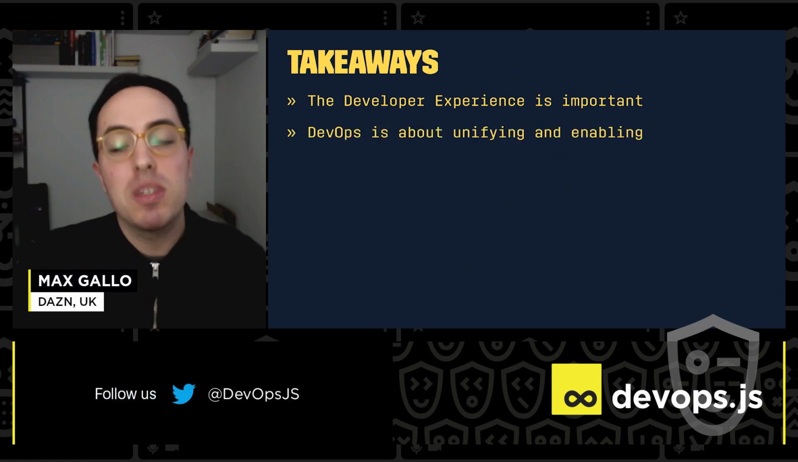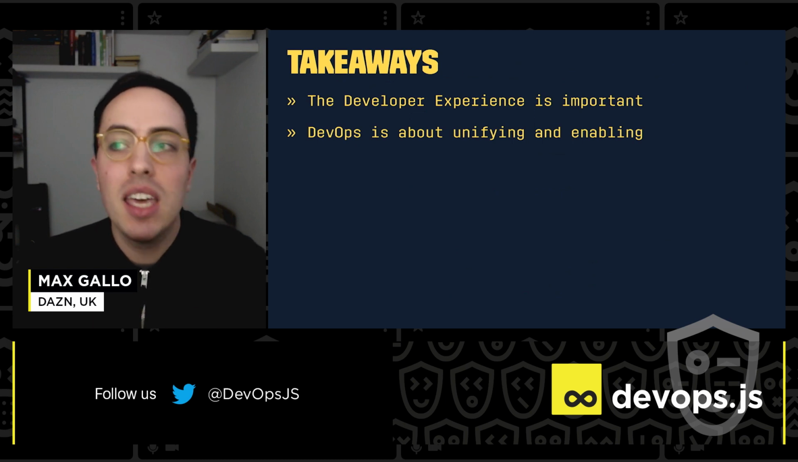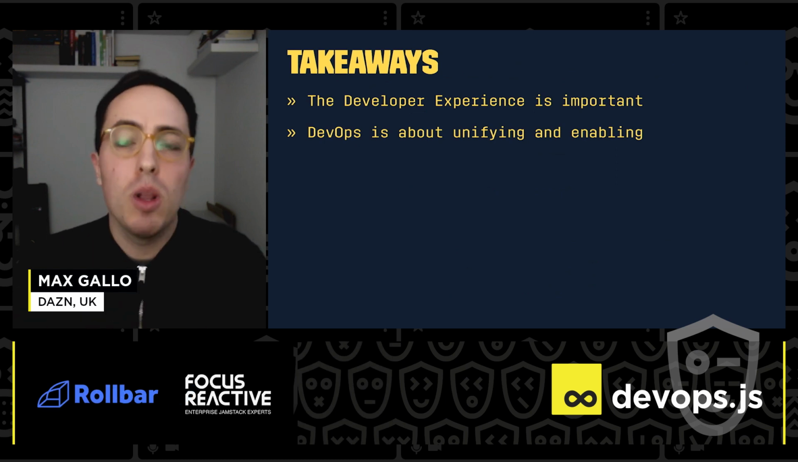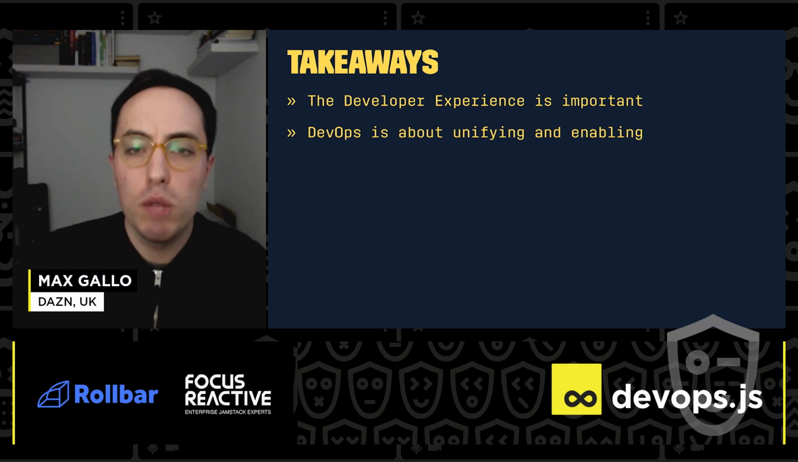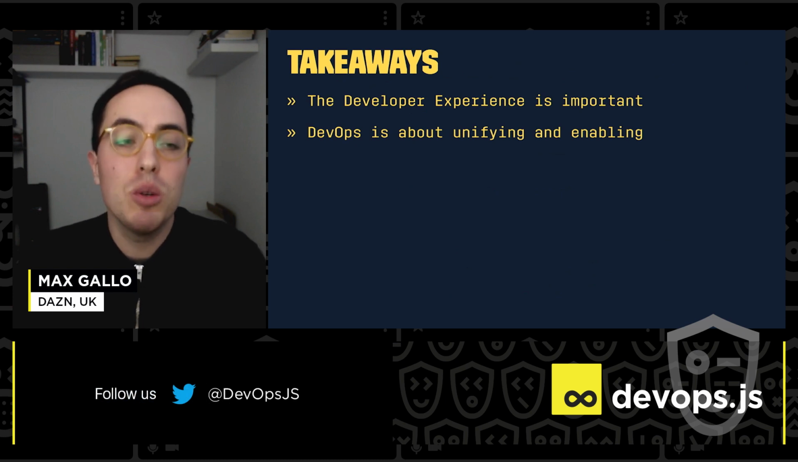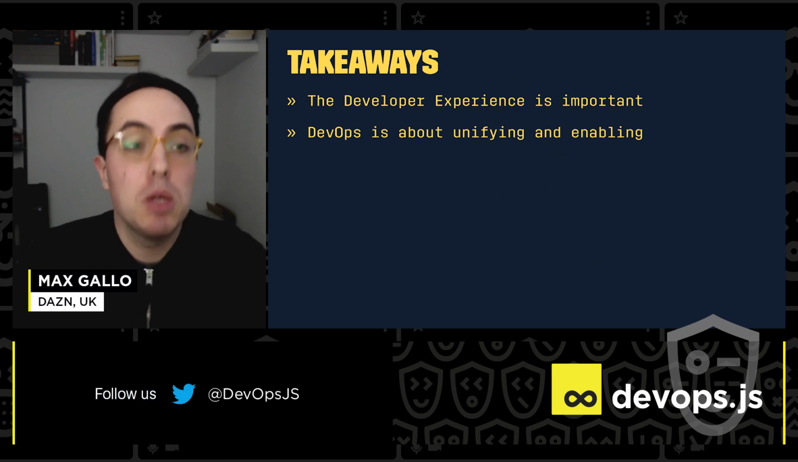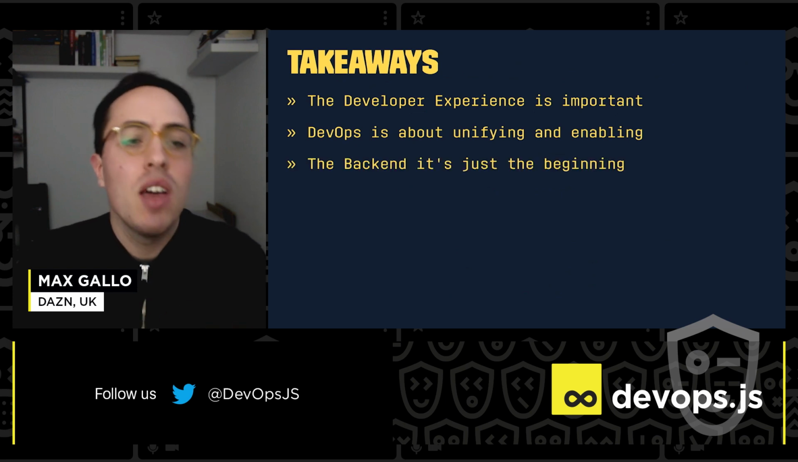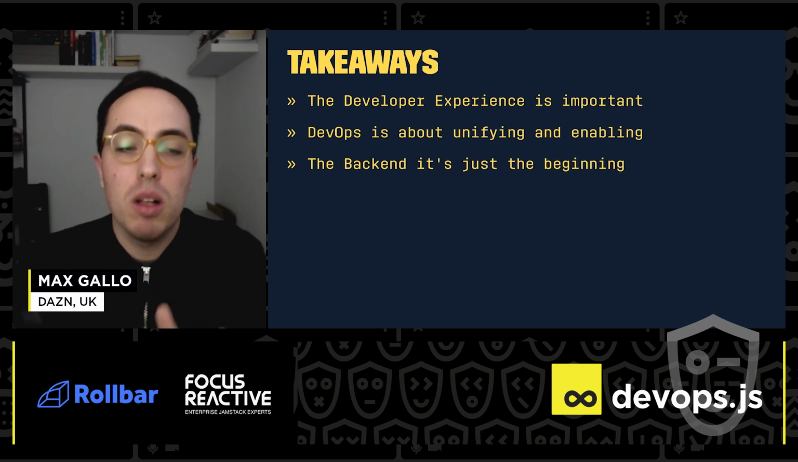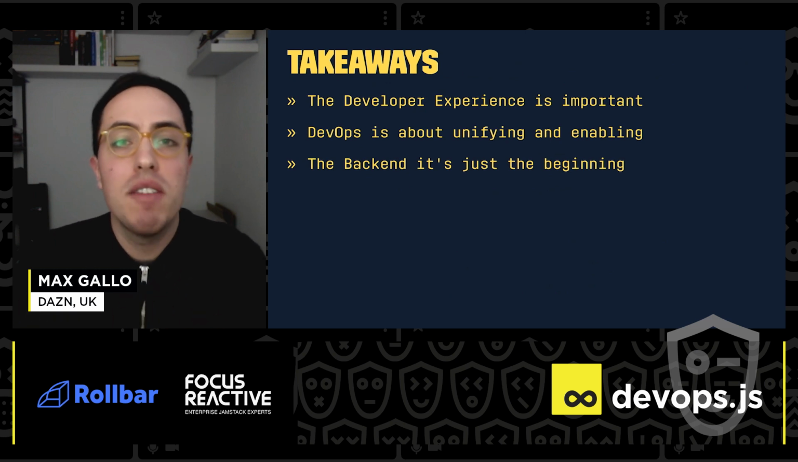And then DevOps is about unifying, but more importantly, it is about enabling, about making teams autonomous, making teams responsible for the end-to-end, because a team that is responsible is able to be on call for that specific feature, able to support that feature with the tools and solutions that we put in place for them to be autonomous. And then the backend is just the beginning, because we saw how these principles apply quite well, if you ask me, to the front end teams as well.